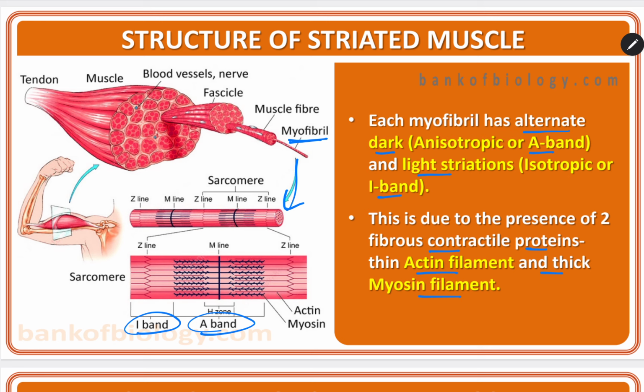And this is due to the presence of two fibrous contractile proteins. One is the thin actin filament. Here it is also labeled. You can see actin filament and a thick myosin filament.